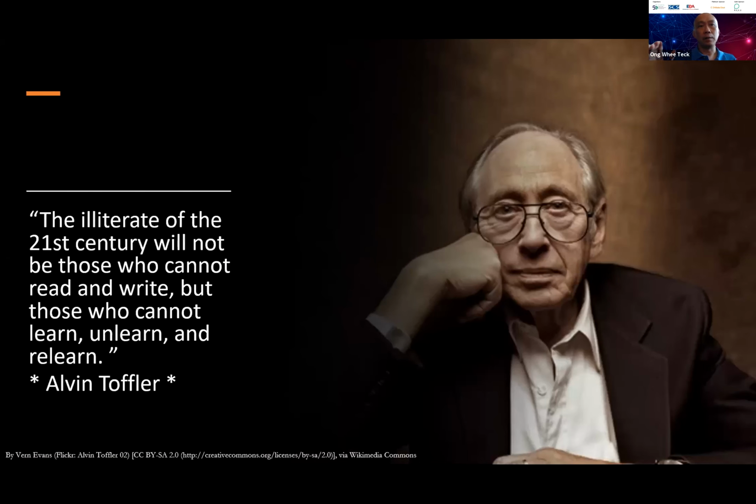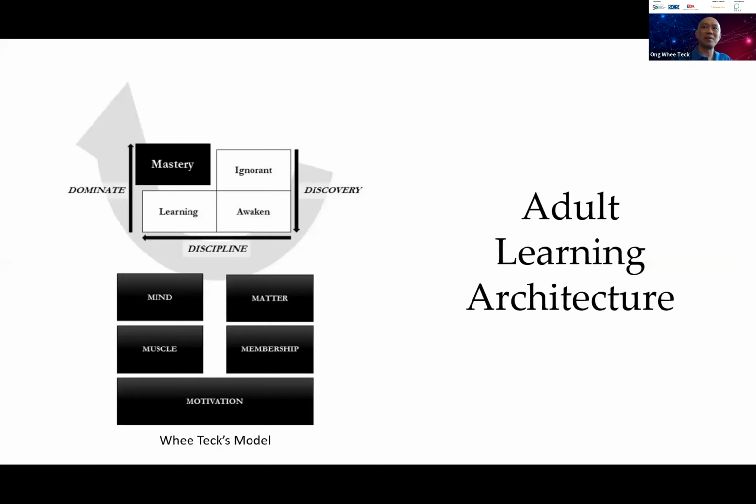Alvin Toffler, this is one of my favorite quotes: "The illiterate of the 21st century will not be those that cannot read and write, but those that cannot learn, unlearn, and relearn." We are already, I don't know, quite a bit into the 21st century. So, how is your learning? How is your unlearning? And how is your relearning? I don't know, but I think that's a question all enterprise architects need to be thinking about.